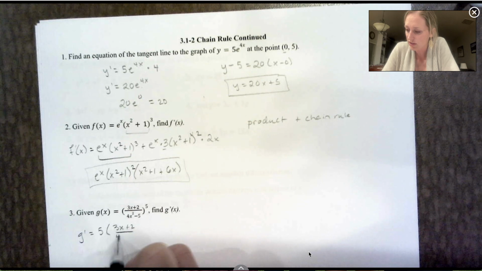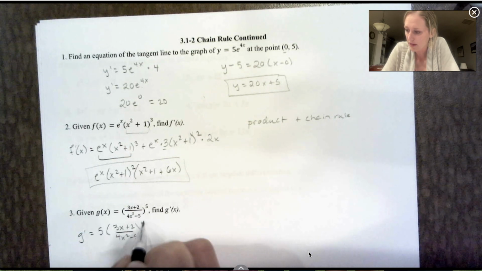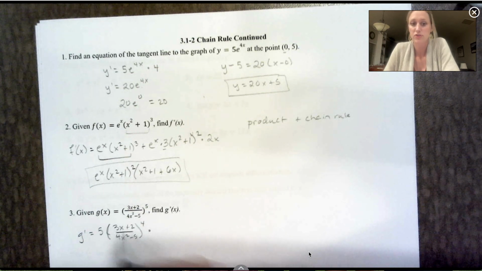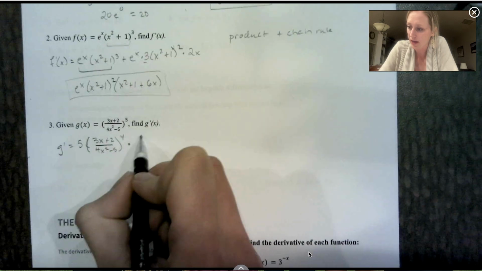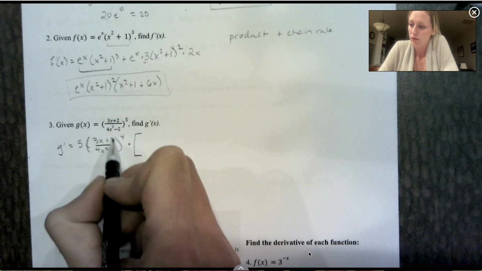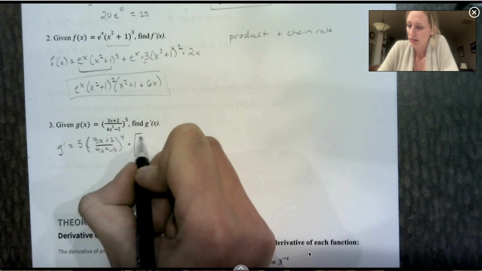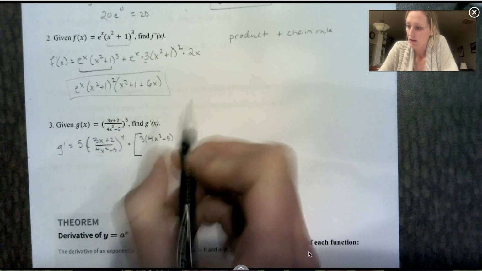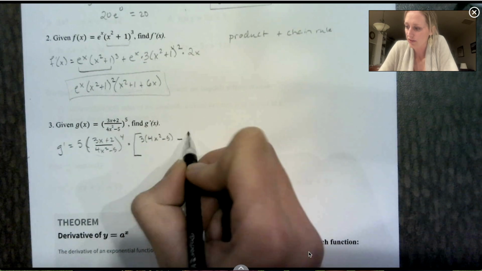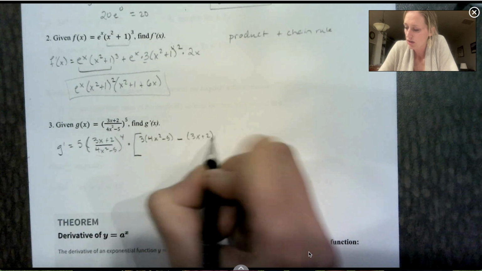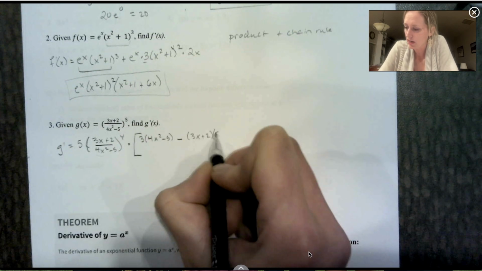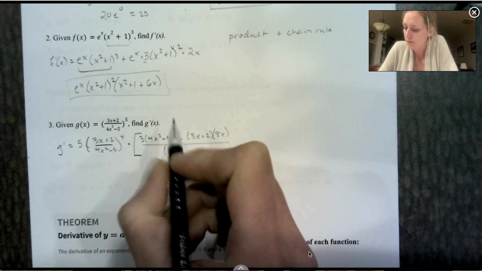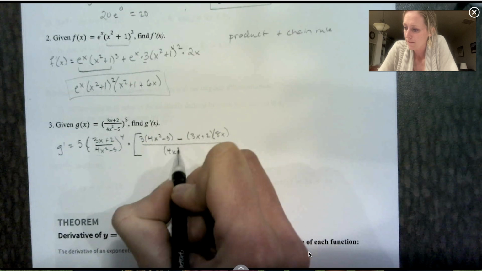And keep my inside function the same, and then drop my exponent by 1. Okay? And then times the derivative of the inside. So the inside's a quotient, so I'm going to apply the quotient rule. So the derivative of my numerator is going to be 3 times the denominator as is, minus the numerator as is, times the derivative of the denominator, which is going to be 8x, all over the denominator squared.